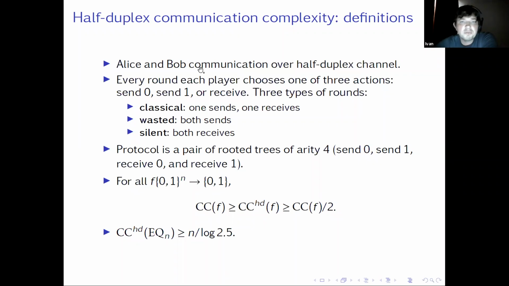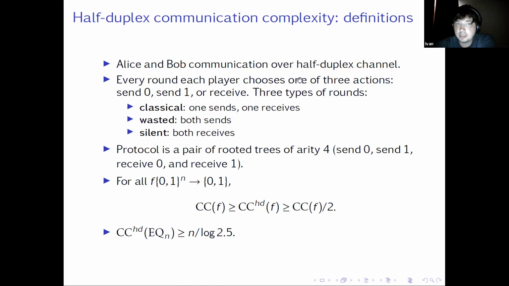So at every round in classical communication complexity, they should know at the start of the round who is sending the bit and who is listening. But in this model, they both can do whatever they want. They can send 0, they can send 1, or they can just receive a message, just listen. So think of that as Alice and Bob having a walkie-talkie, so they can either push a button and say something, or they can listen. If the button is pushed, they don't hear anything.